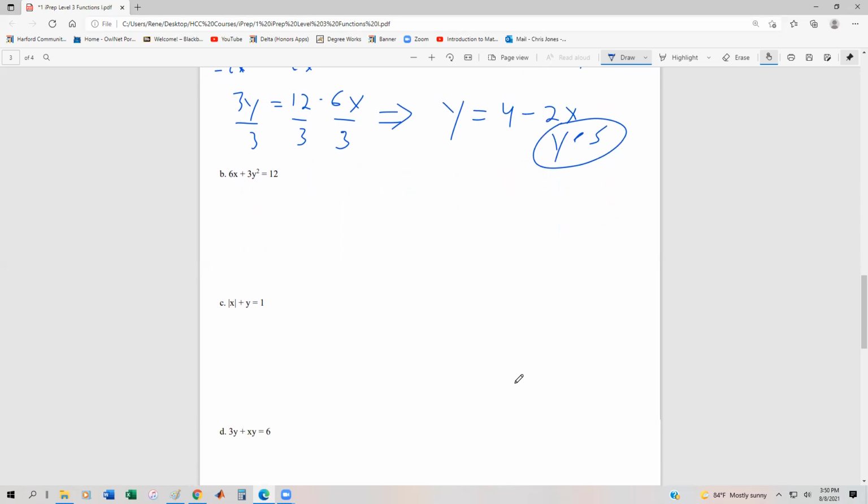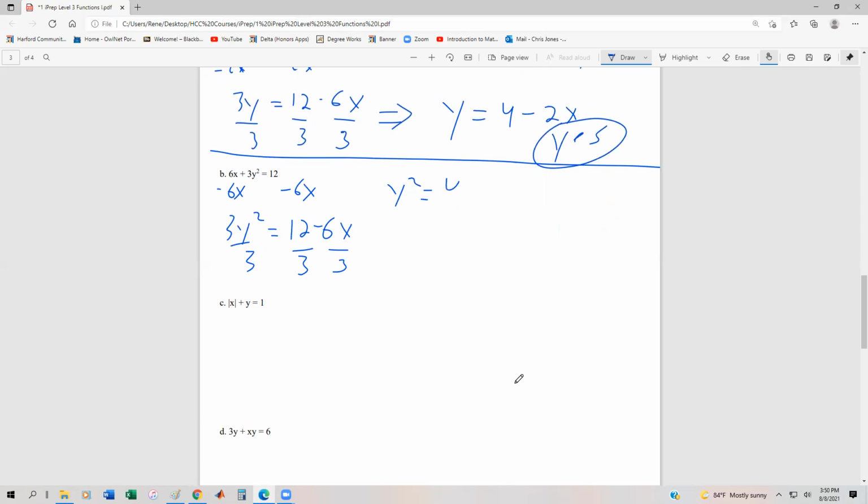Now for letter B, this one's a little bit sneakier because we have this y squared. All right, so we're going to do the exact same thing we did before. We're going to subtract 6x, and we're going to get that 3y squared is going to be equal to 12 minus 6x. We're going to divide by 3, just like we did in the previous. And that's going to give us that y squared is going to be equal to 4 minus 2x.